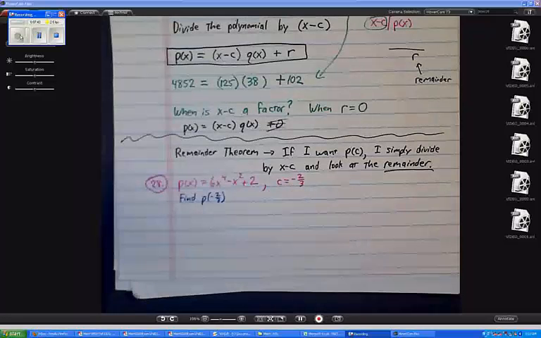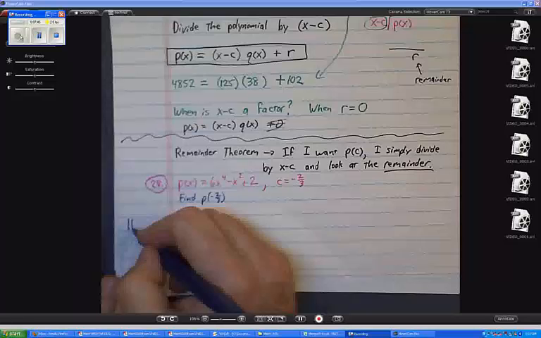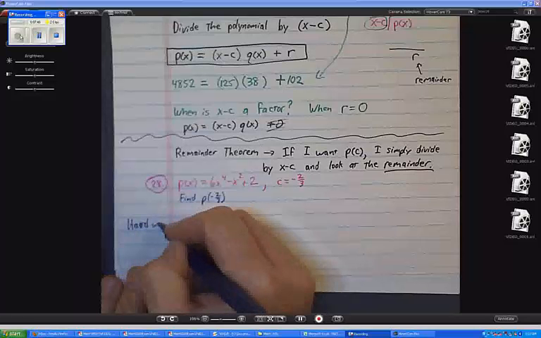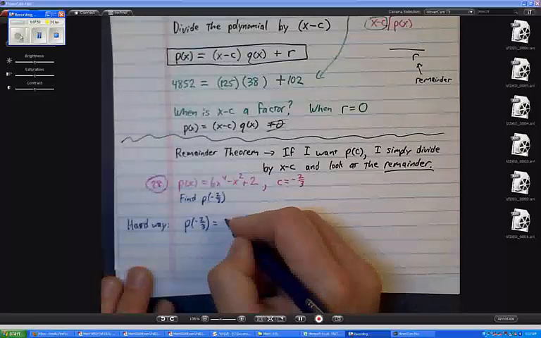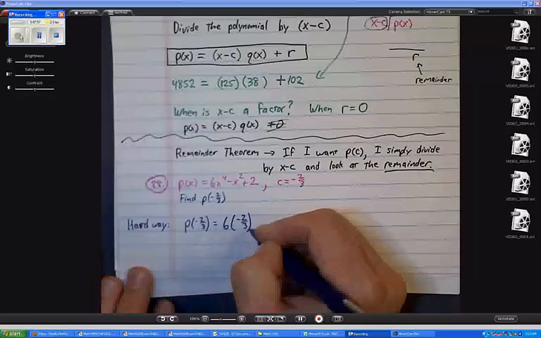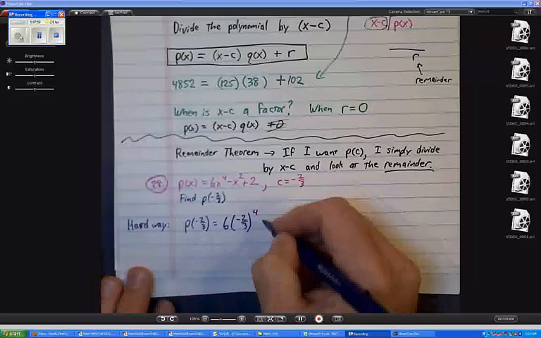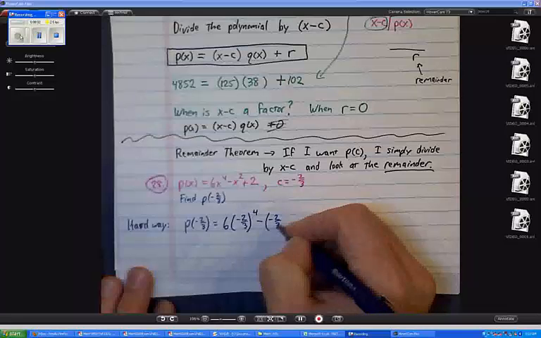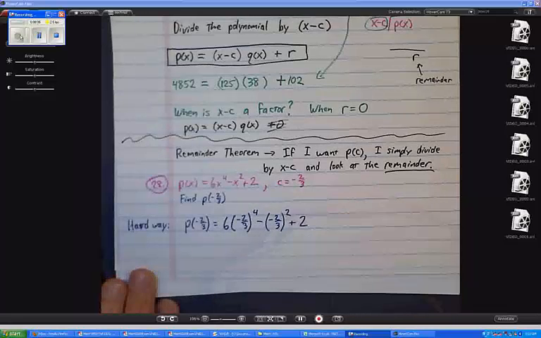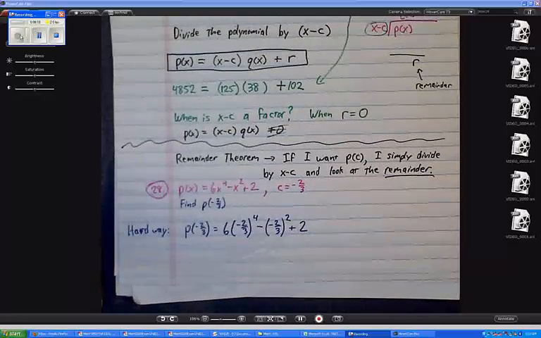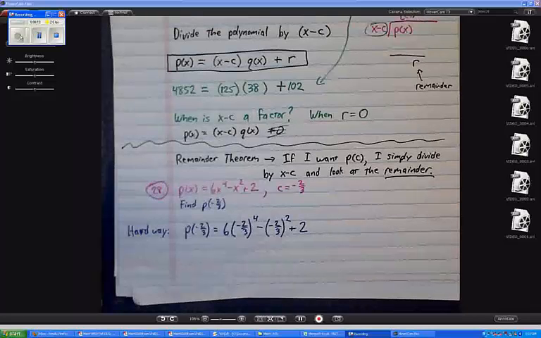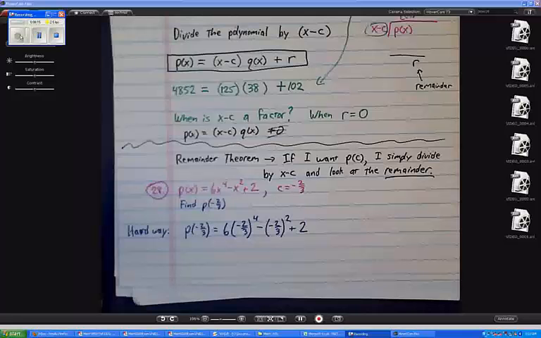Okay. Here's what a lot of people did. I call it the hard way. P of negative 2/3, we know that that equals 6 times negative 2/3 to the fourth minus negative 2/3 squared plus 2. It's not that hard. You could do it. But do you see the issue is that we have to take this fraction and raise it to the fourth power and then square it? It's going to take some computation. Are you with me? Conceptually, it's not that hard.